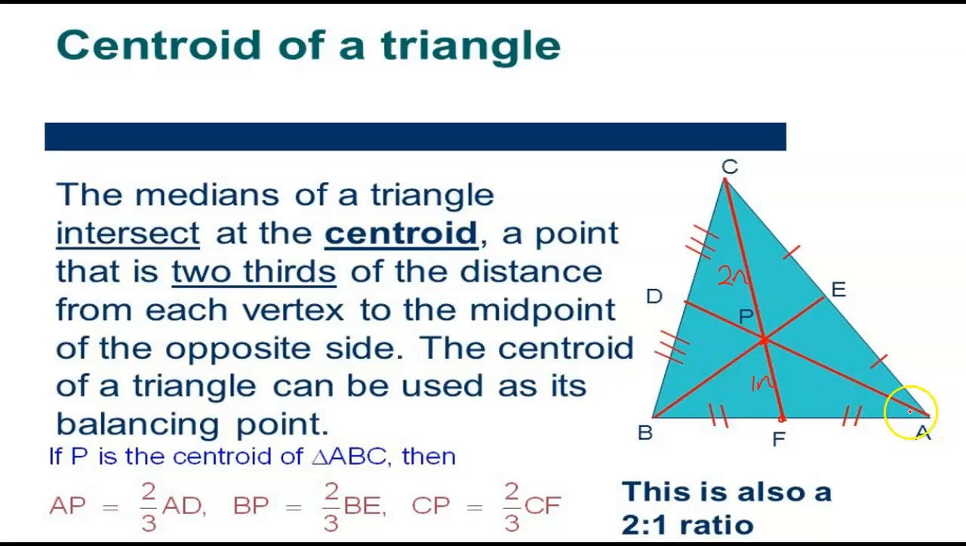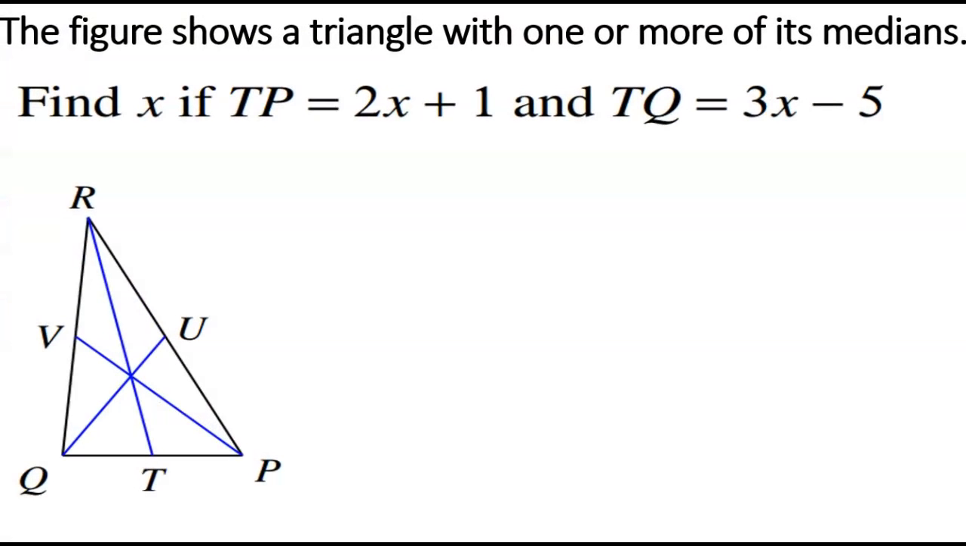The same thing with this one. So PA is going to be 2/3, and DP is going to be 1/3 of AD, this median. The same thing here: BP is 2/3, and PE is 1/3 of BE. So that's the relationship between the two parts of the median and the whole length of the median. So let's do a problem.